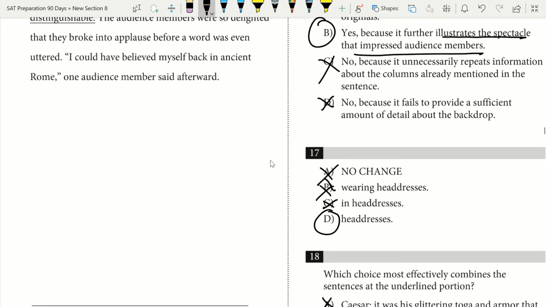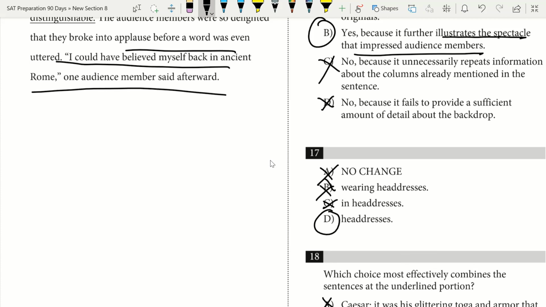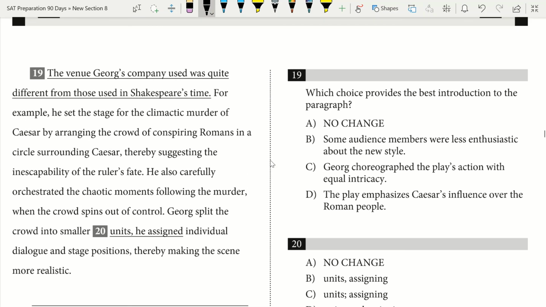So the audience members were so delighted they broke into applause before a word was even uttered. "I could have believed myself back in ancient Rome," one audience member said afterward. All right, so which choice is providing the best introduction to the paragraph? I'm not even going to read what it has right here, the first line, because I'm just going to end up probably changing it anyway, so I just read what's coming up in the paragraph.